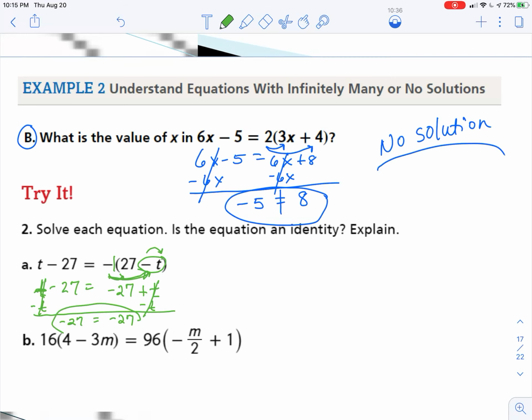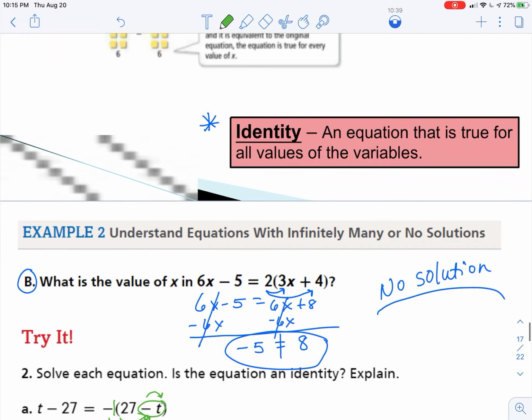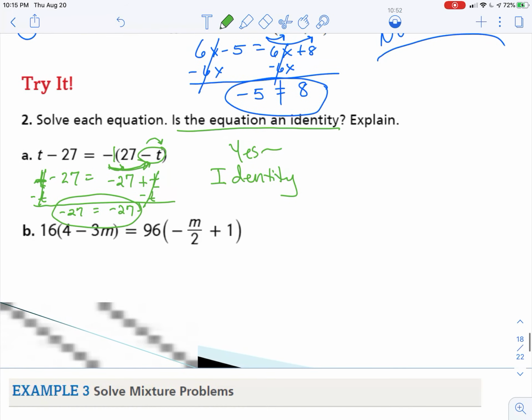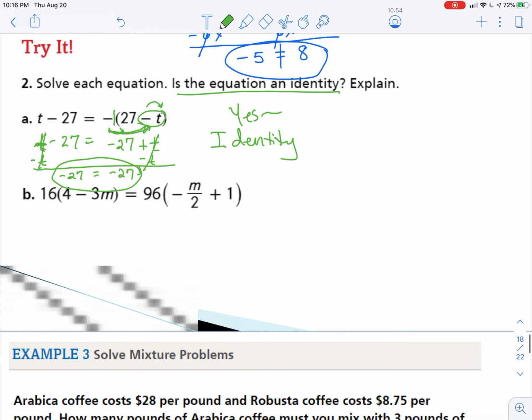So look what happened. What do I have here? What did we address a few moments ago? We have an identity here. And the question is, is the equation an identity? Yes, it certainly is. That is letter A, and that is your answer.